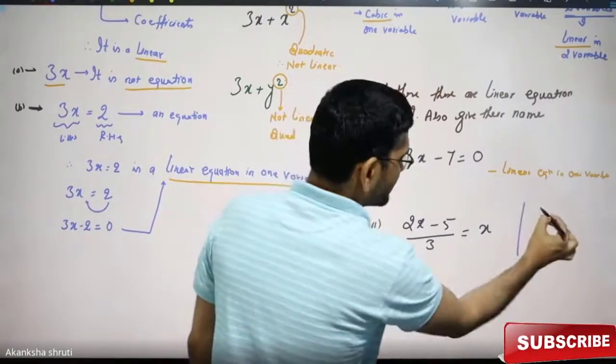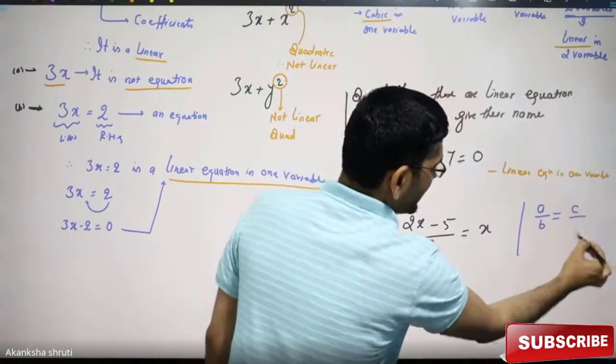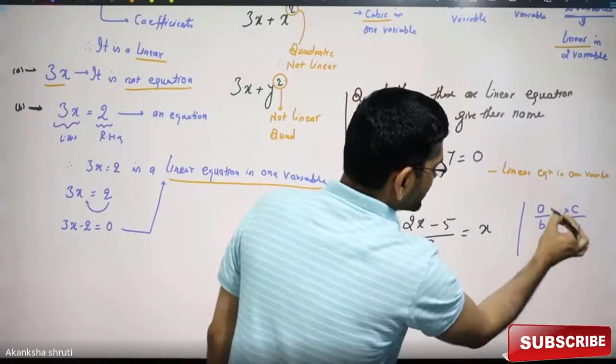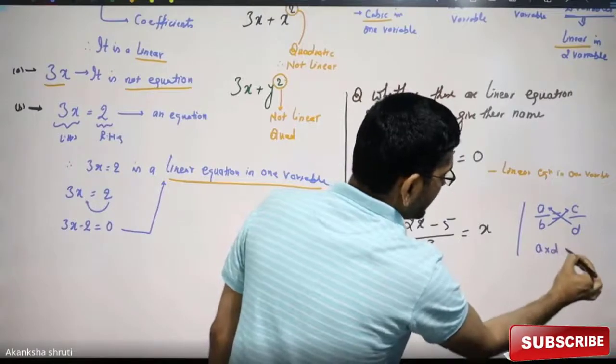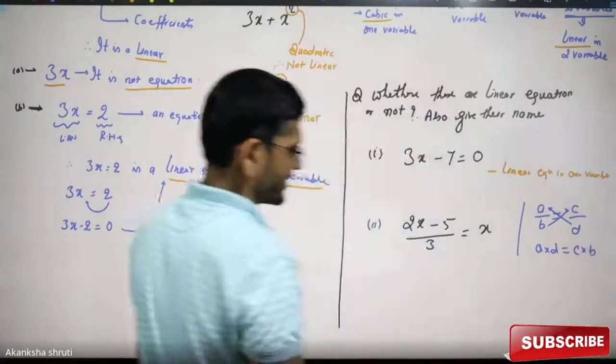If we have A by B is equal to C by D, then I can multiply this B to this C and D to this A. Means A into D will be equal to C into B. These rules we will summarize, right?